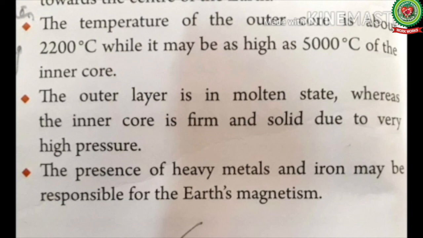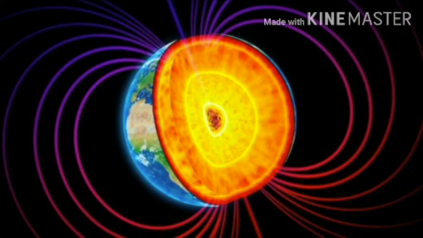The outer layer is in the molten state, whereas the inner core is firm and solid due to the very high pressure. As we know, high pressure from the outer layers does not permit the rocks in the interior of the earth to reach the liquid state. The presence of heavy metals and iron may be responsible for the earth's magnetism. Magnetism means that the earth has its own magnetic field which attracts all things towards itself.